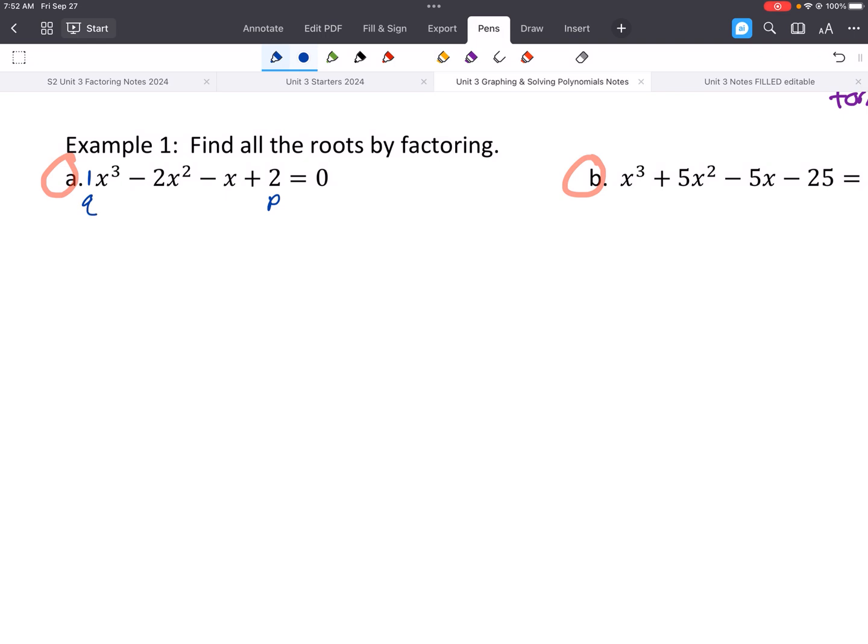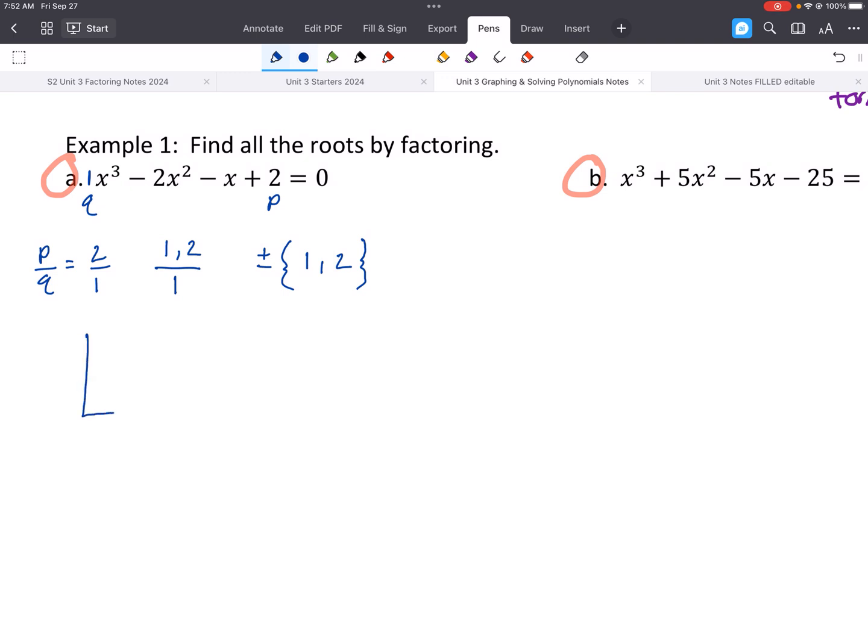So again, P over Q is 2 over 1. And we want to write down all of the factors for P, so that would be 1 and 2. And all the factors of Q would just be 1. And then we could write down all of our possible rational roots. So we could have 1 and 2. Those are your only choices, okay? So from there, we would go and try and find one of our roots. So we don't have a whole lot of choices here.